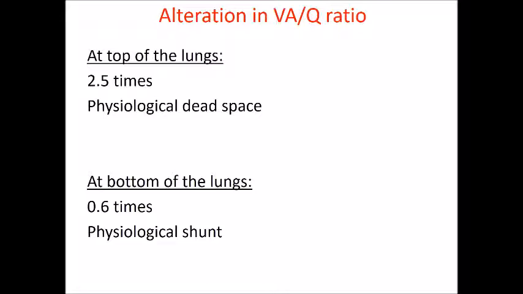Now when we go to the bottom of the lungs, perfusion is increased and ventilation is also increased. But compared to ventilation, perfusion is more increased. So the ratio will decrease and become 0.6 times the normal value. And here there is some physiological shunt due to alteration in the ventilation perfusion ratio. So in normally functioning lungs, the ventilation perfusion ratio varies from 2.5 times at the top to 0.6 times at the bottom.